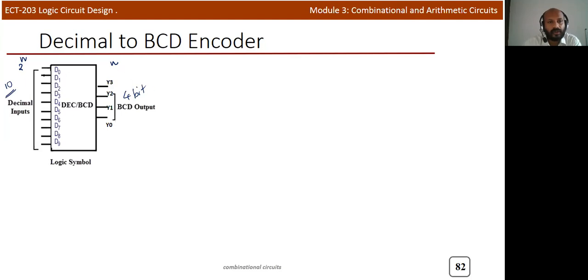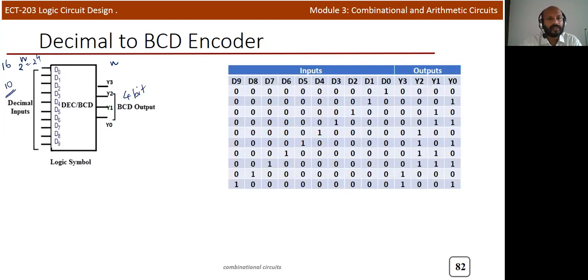If n is equal to 4, you will get a maximum of 16 lines, so 2 raised to 4 is equal to 16. But in the case of the decimal to BCD encoder, the input lines are only 10. So we require only 10 input lines. That's why, as already mentioned in the first slide, it's not compulsory that we need to connect all the inputs in the encoder circuit. There can be a smaller number of inputs. So now we can discuss the truth table of this decimal to BCD encoder.